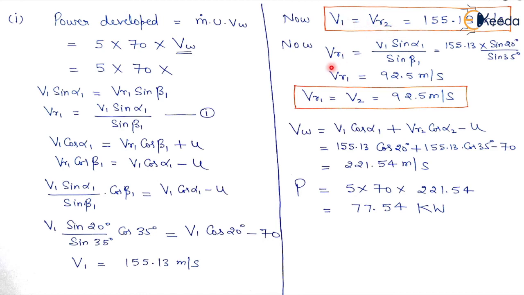Now we got V1, VR2. Now we have to calculate VR1. Put the value of V1 in this equation. So we will get the value of VR1. So V1 sin alpha 1 by sin beta 1. Now V1 is 155.13 into sin 20 by sin 35. After solving this, I'll get VR1 is equal to 92.5 meter per second. So in this case, VR1 is equal to V2 because it is a 50% Parsons reaction turbine and symmetric blades are there.